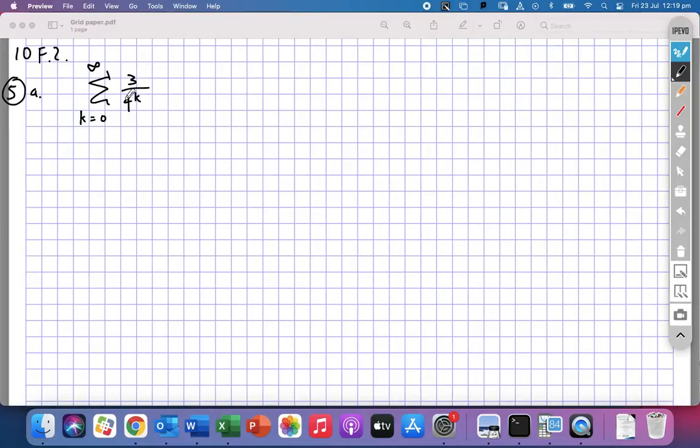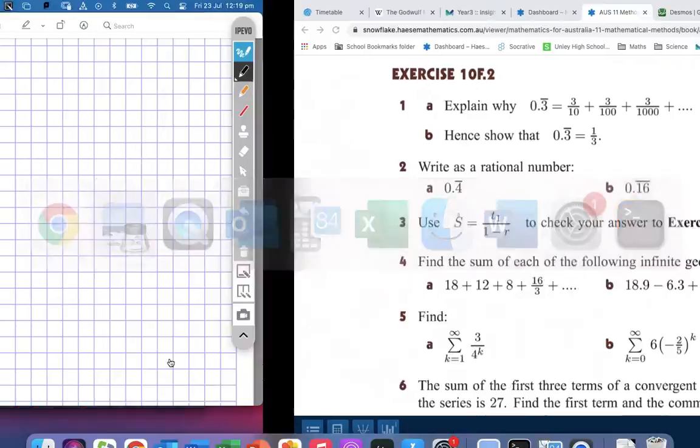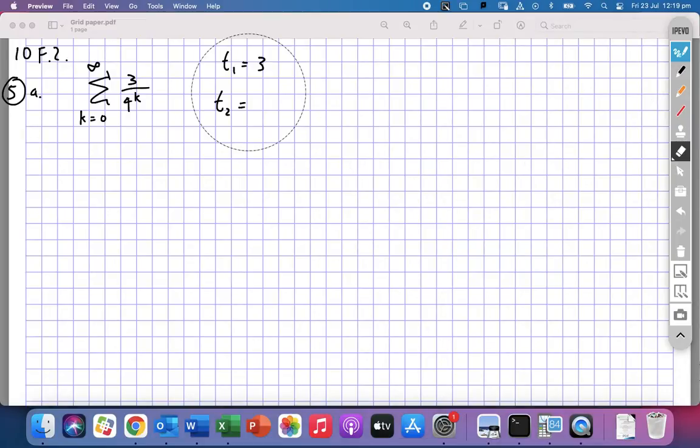So let's think about it. What would be the first term? It would be k equals 0, right? So if k equals 0, then I've got 3 on 4 to the power of 0. 4 to the power of 0 is 1, so I would have 3. Second term is, I just want to check that. Are they starting at 0 or 1? Oh, I've made a mistake. They've started at 1. My bad. Fix this up.